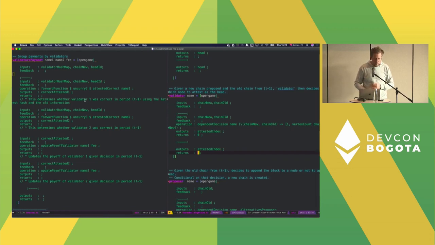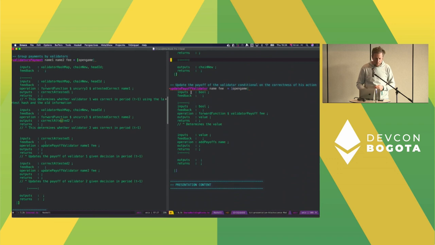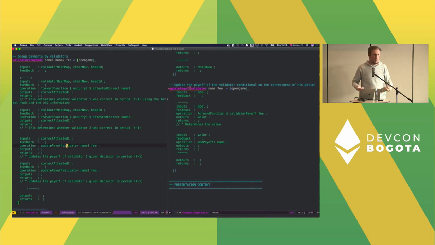Okay? And you can see this is actually happening in a function that I didn't show you. This is attested correct. The attested correct is basically just telling, according to the logic of the protocol, whether the information I got made sense, yes or no, and it's outputting a bool. It's just saying yes or no. And it's doing that for player one, and it's doing it for player two. And these then corrected, attested, are basically input into this function pair of validator here on the right, which you can also see here. It's just taking, was the validator correct or not? And then it's basically updating.